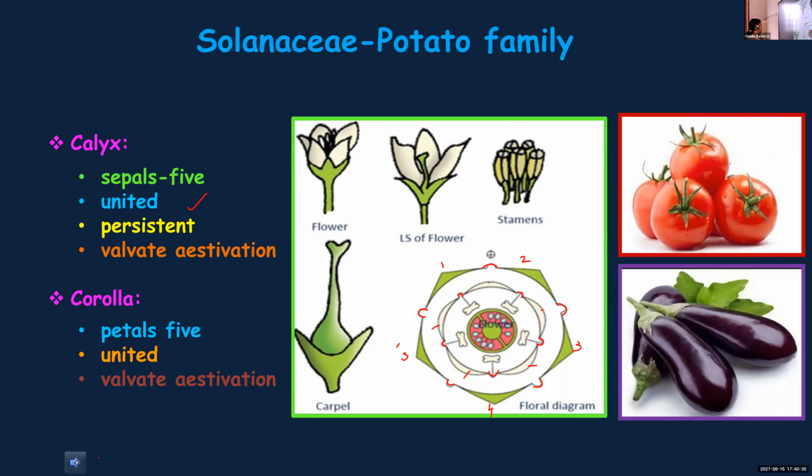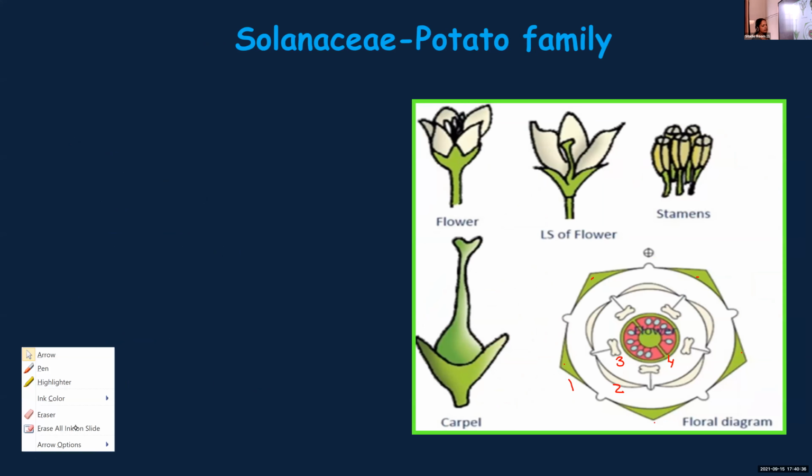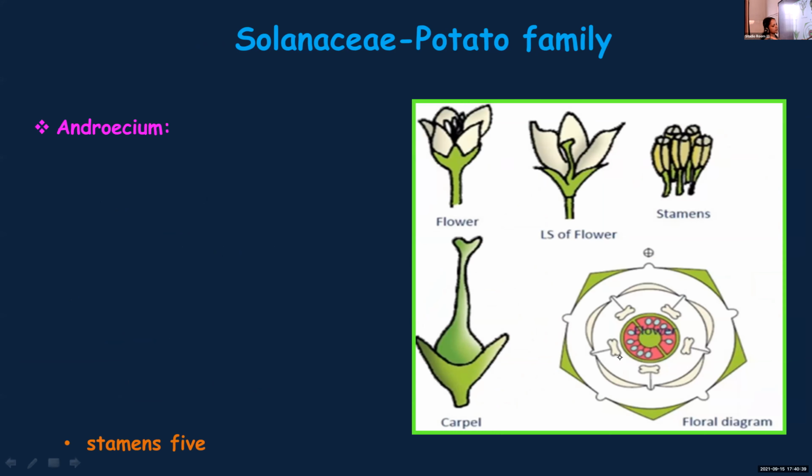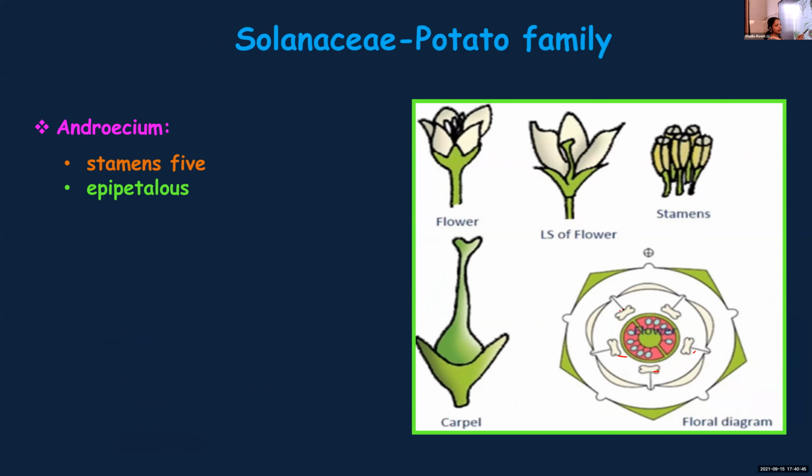Then what else we come to know from that? If you notice here, the next layer is made up of stamens. These are the stamens, and you can see they are attached to the petal. They are not free. They are attached to the petal. So epipetalous, 5 stamens in epipetalous condition. That information also you will get just by observing the floral diagram.